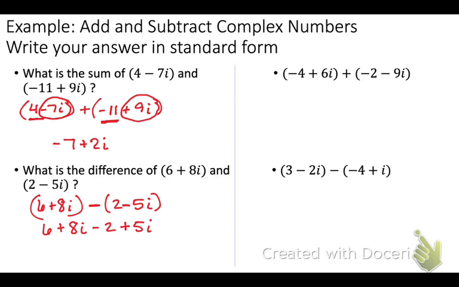So what's my real part? 6 minus 2 is 4, so 4 plus 13i. You want to do the next two on your own?